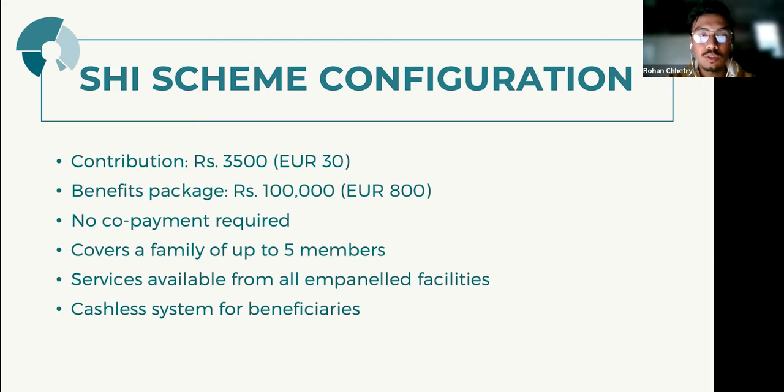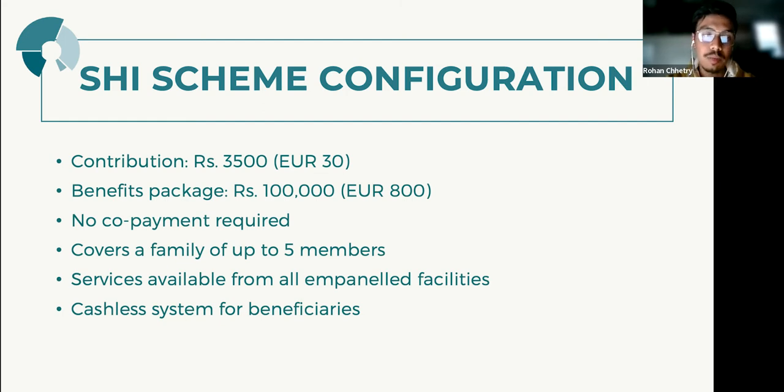Let's talk about the social health scheme configurations. A contribution of 30 euros, which is equivalent to 3,500 Nepali rupees, is required for each year, which gives a beneficiary package of 1 lakh rupees, which is 800 euros.